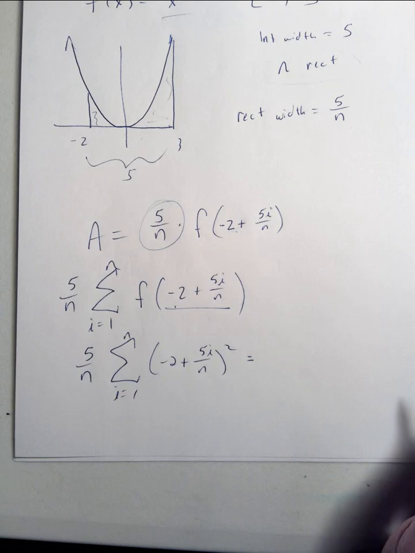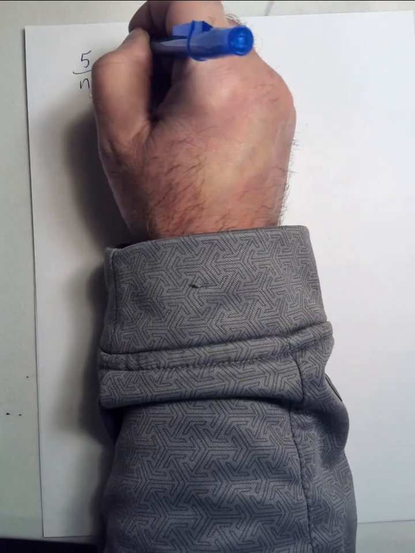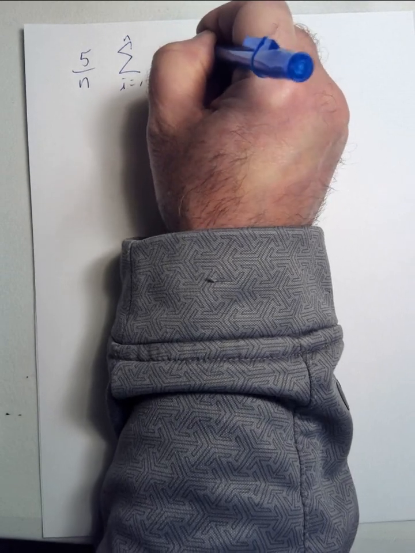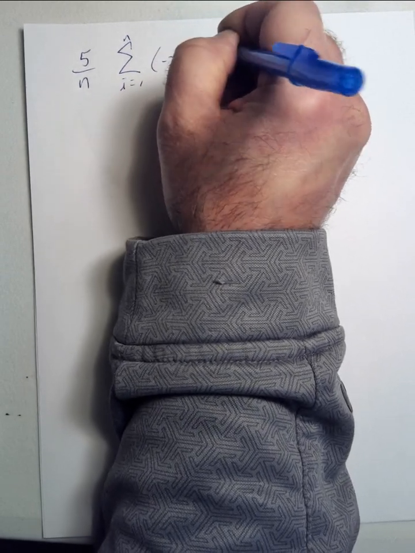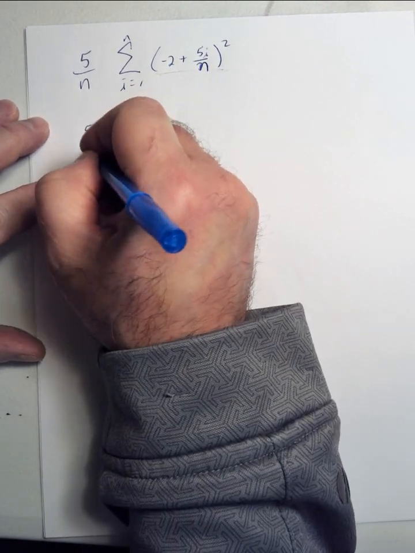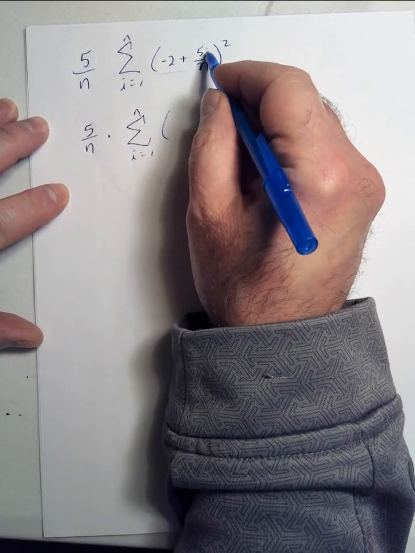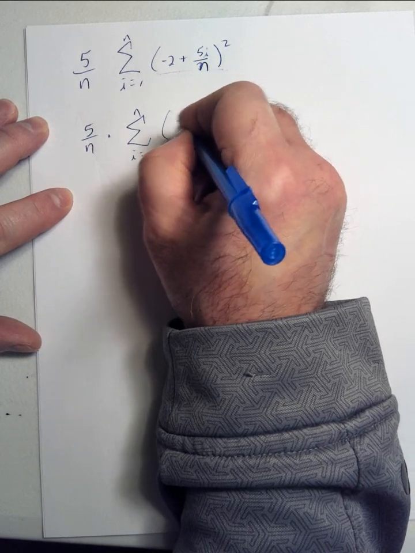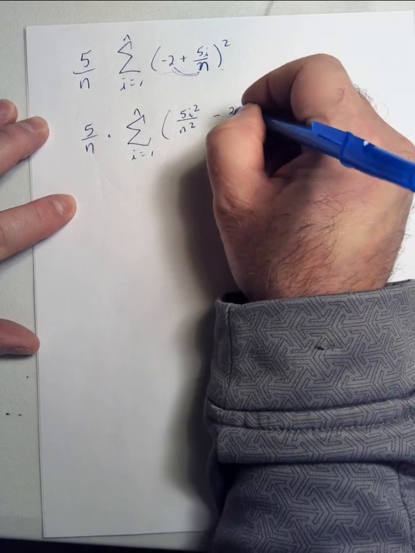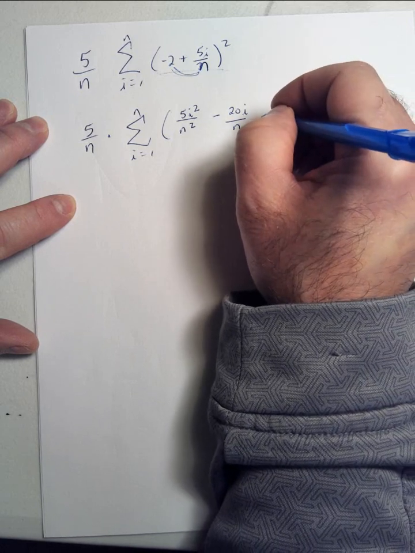And then we're going to go ahead and rewrite this over here. That's why I needed more paper. Told you this was a big lesson, so I apologize. I'm really trying to walk you through it so that you understand what's going on. I'm going to go ahead and expand this. So I have 5 over n times the sum as i goes from 1 to n of, we got a 5i squared over n squared, 2 of those, right? So -20i over n plus 4.